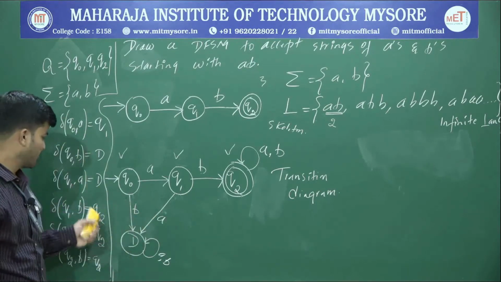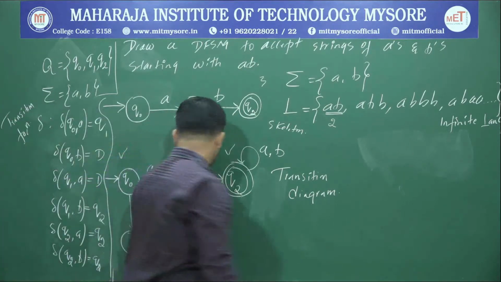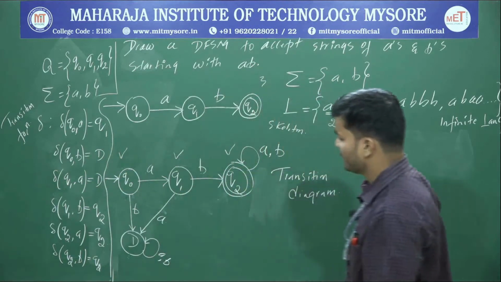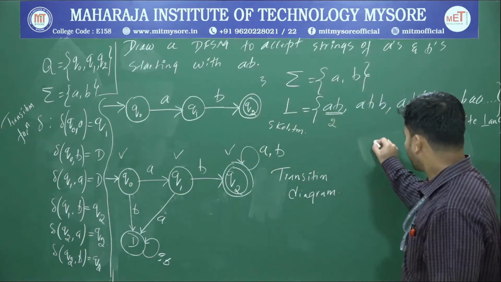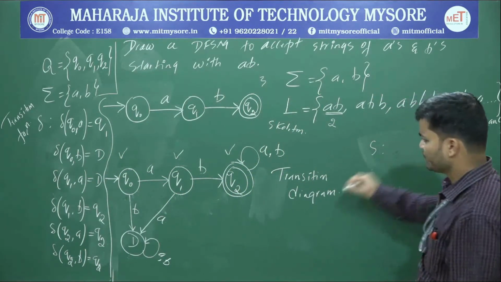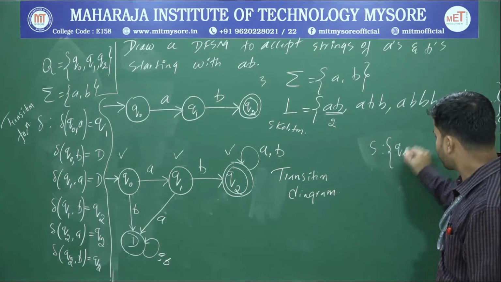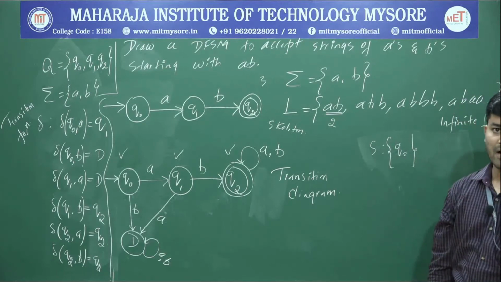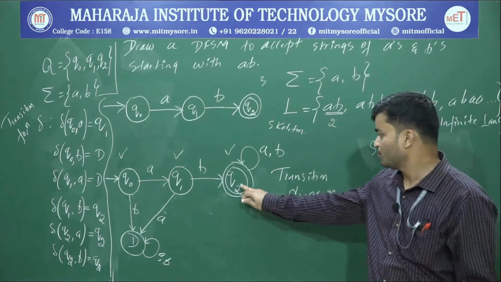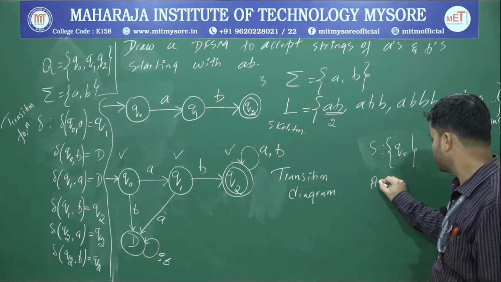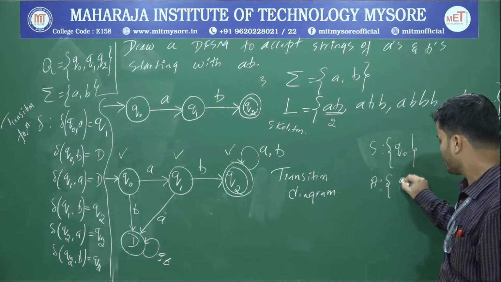So transition diagram, transition function. What are the remaining tuples? Q is over, sigma is over, delta is over. Start state. What's the start state from the diagram? Start state is Q0. And what about the accepting state? Accepting state is Q2.